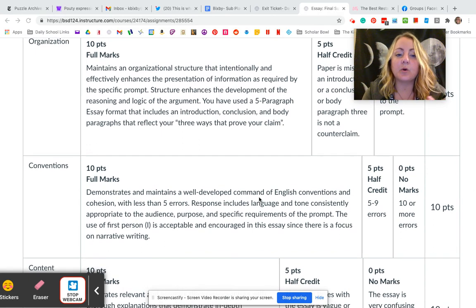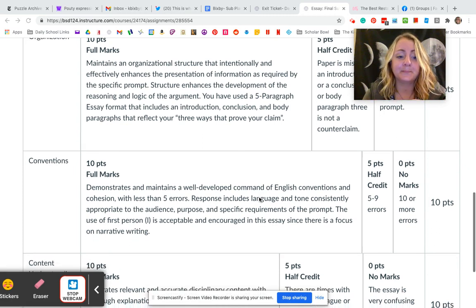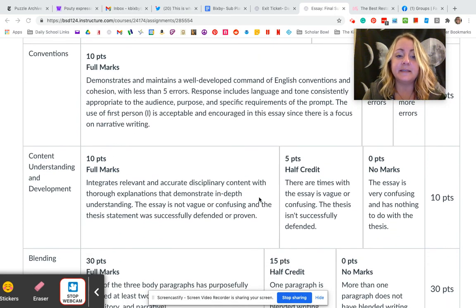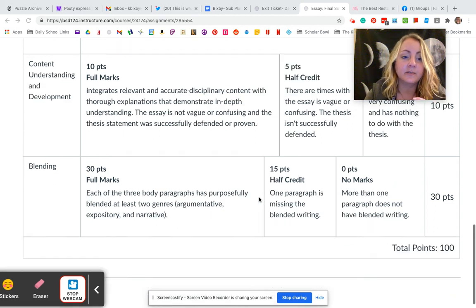Organization. This maintains an organizational structure that intentionally and effectively enhances the presentation of information as required by the specific prompt. This means basically that you've written me 5 full paragraphs and that you have proved your claim. Conventions basically just means that you don't have any errors in your capitalization, grammar, spelling, punctuation, etc. If you've used Grammarly and you've read over your paper, chances are you shouldn't have many errors.